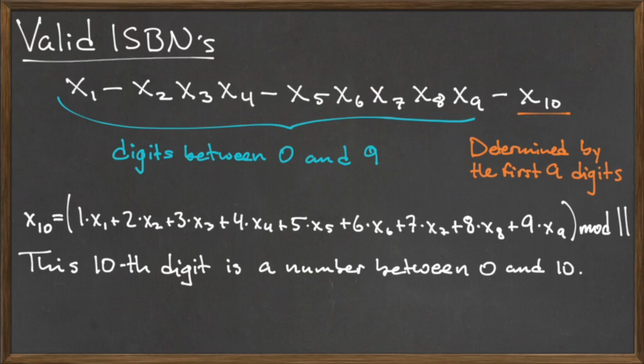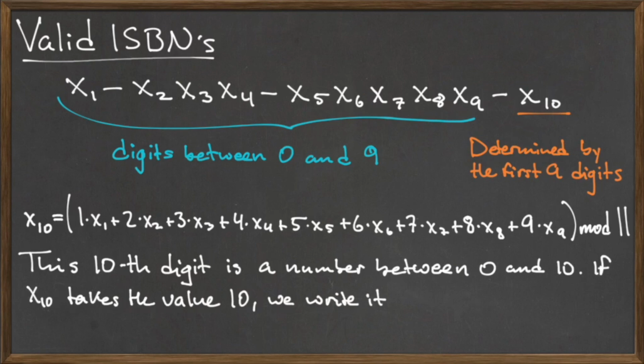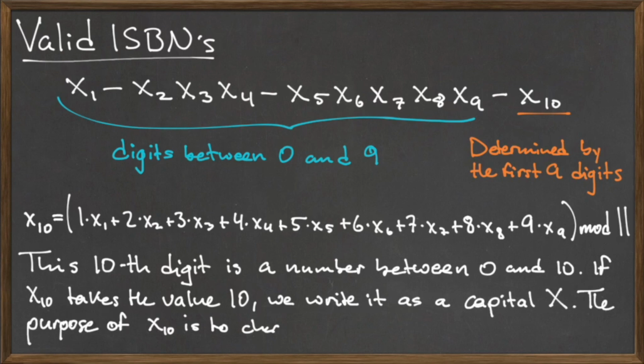However, the number 10 is actually written using the digits 1 and 0. When writing an ISBN, we only want each variable to represent a single digit. So, if x sub 10 is actually the number 10, instead of writing 10, we will write this using a capital X to keep everything as a single digit.